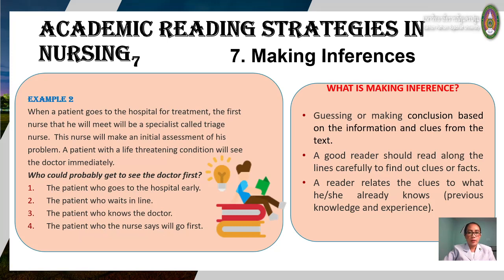So, what do you think is the correct answer? You have to take note. Triage nurse is a vocabulary word. Therefore, the conclusion, what can you see in the sentence? What can you conclude about the sentence? Okay, choice number 4 is the correct answer: the patient who the nurse says will go first. So this nurse is a triage nurse. That's how you are going to answer an inference question.